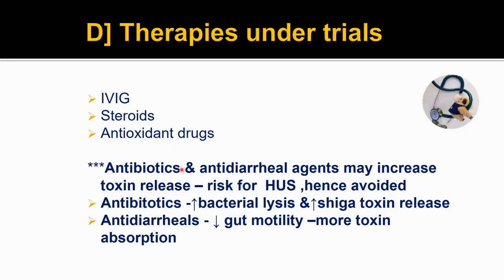And to remember, antibiotics and antidiarrheal agents will increase the risk for HUS. Hence, these two drugs should be avoided if you are suspecting HUS, especially the Shiga toxin producing HUS. Because antibiotics, if you give them, will lyse the bacteria, which will increase the Shiga toxin and aggravate the HUS. Antidiarrheals, if you use them, will decrease the gut motility, so there is more toxin absorption, so more chances of HUS. Always avoid these two drugs if you are suspecting typical HUS.